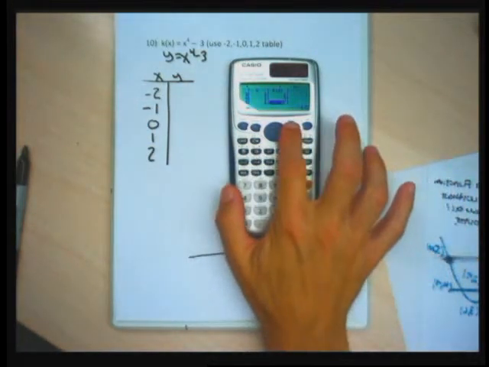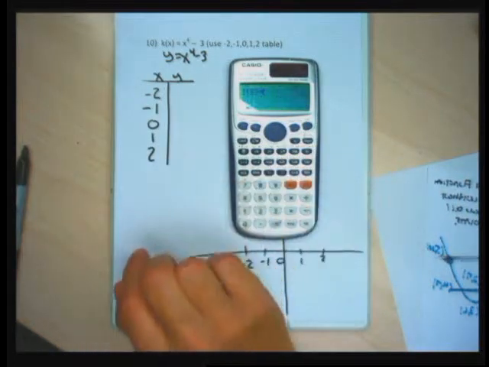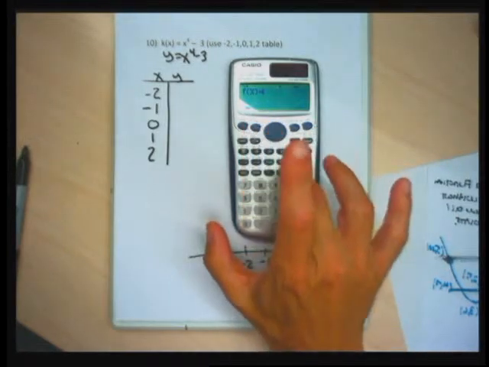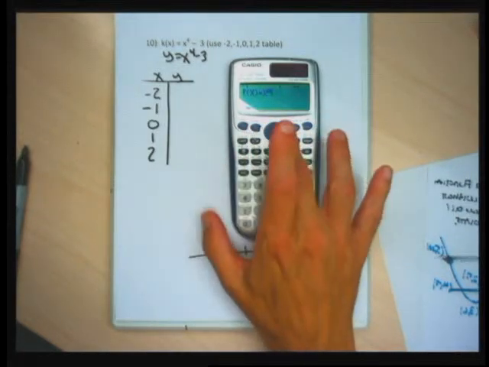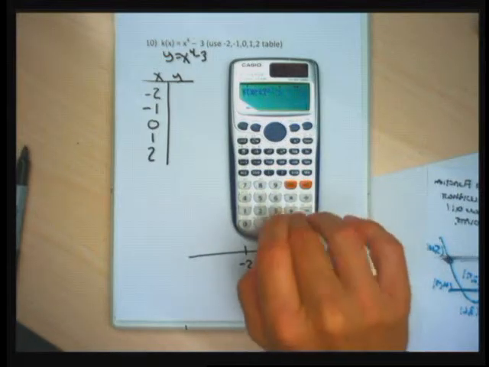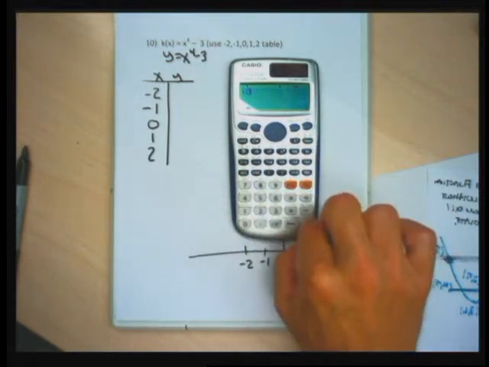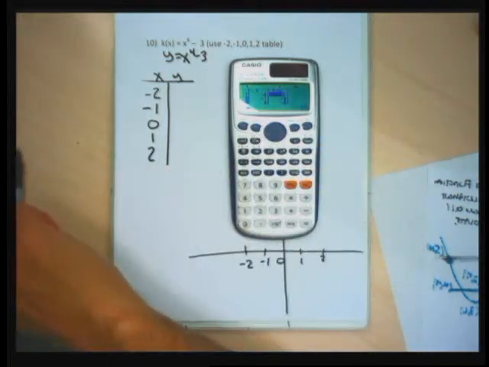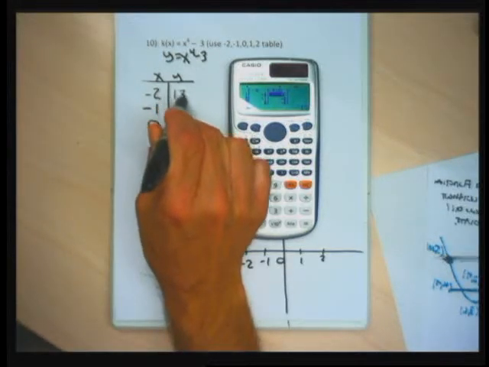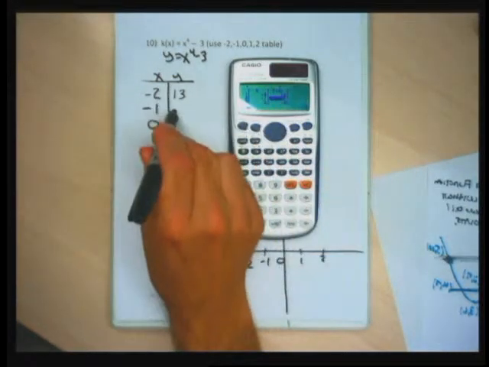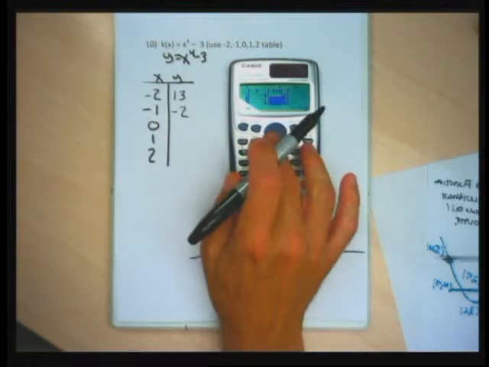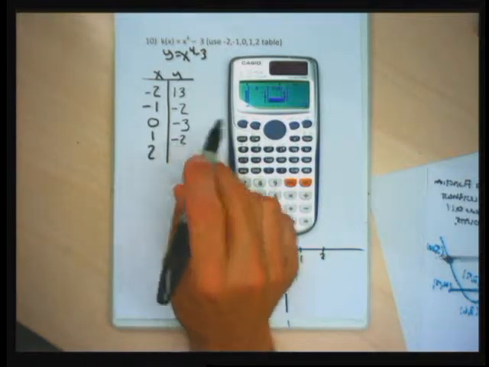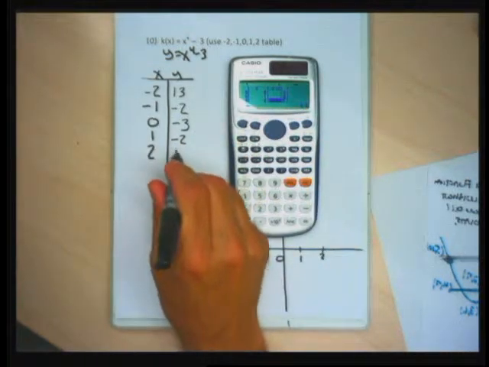So let me graph this. I'm going to go mode 7 for table. I don't think I need this x to the 4th in the parentheses, so alpha x up arrow 4 minus 3, start at -2, end at 2, step 1, and then I see -2, positive 13, -1, -2, 0, -3, 1, -2, and 2, 13.